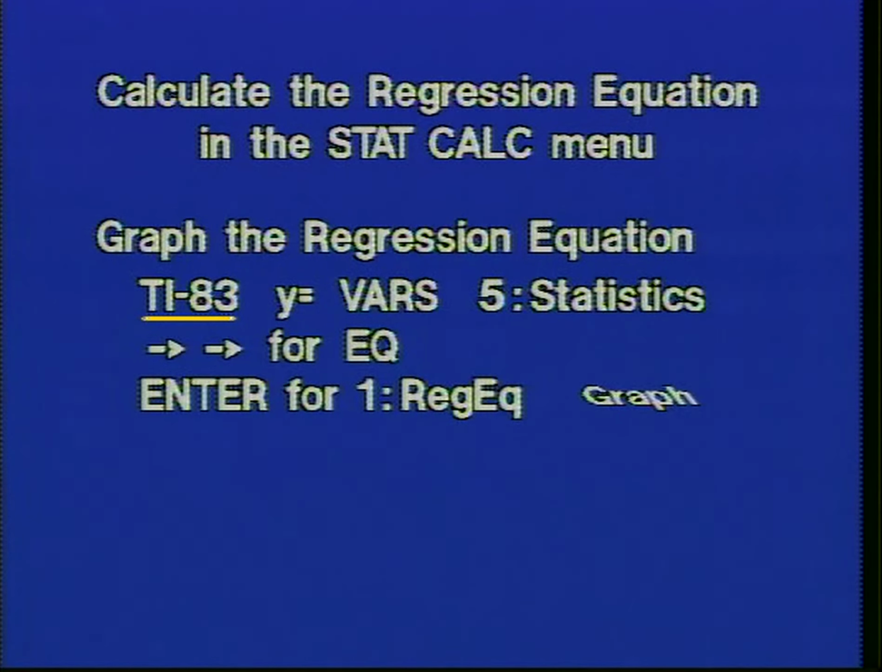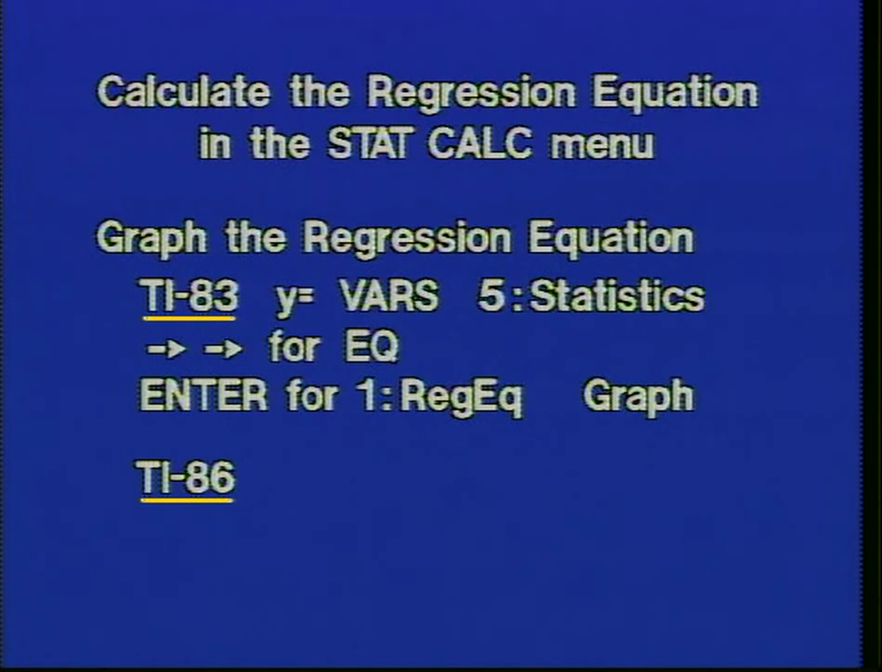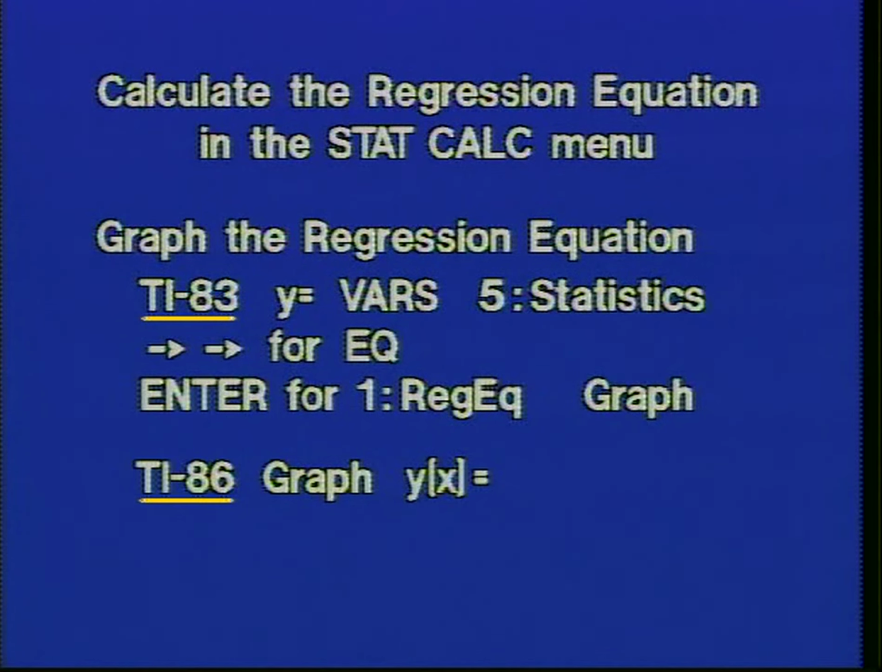Now on the TI-86, it's a little bit different. We access the situation like this. From a clear screen, we press the button marked graph, and that gives us certain menu items at the bottom of the screen. And the one that we want is y of x equals, and then we press Stat. Now notice we're going to the same place that we did before. We're kind of looking for this regression equation, and here's how we find it on the TI-86.